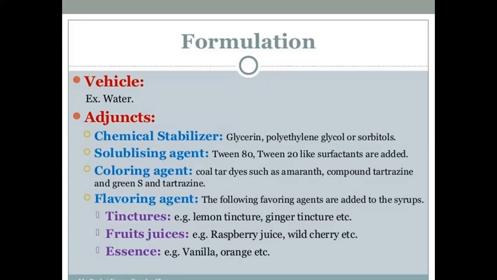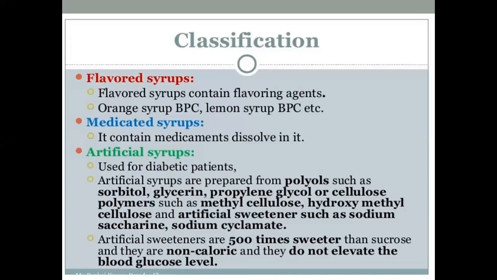Which coloring agent or colorant is added in the syrup? Coal tar dyes such as amaranth, compound tartrazine, green S and tartrazine. The next point, flavoring agent. Why are flavoring agents added in the syrup? What is the role of flavoring agent? To mask the bitter taste, they are added into the preparations. The syrup which contains flavoring agent is known as flavored syrup.